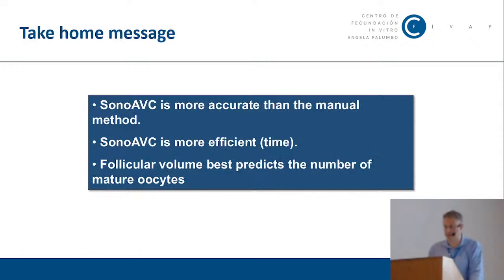In summary, and as a final message, I would like to say that SonoAVC is more accurate than the manual method. SonoAVC is more efficient in time, and follicular volume best predicts the number of mature oocytes.